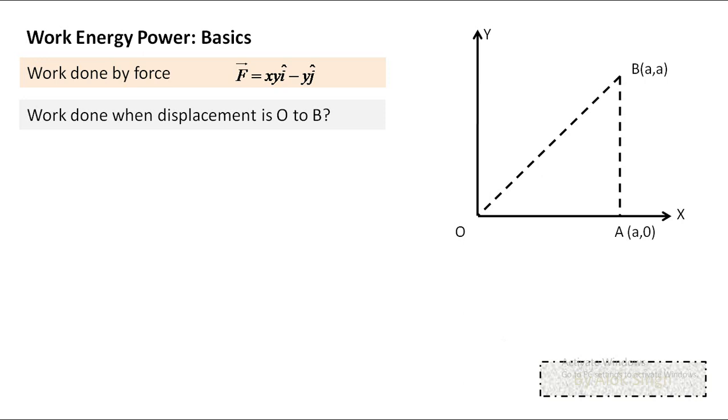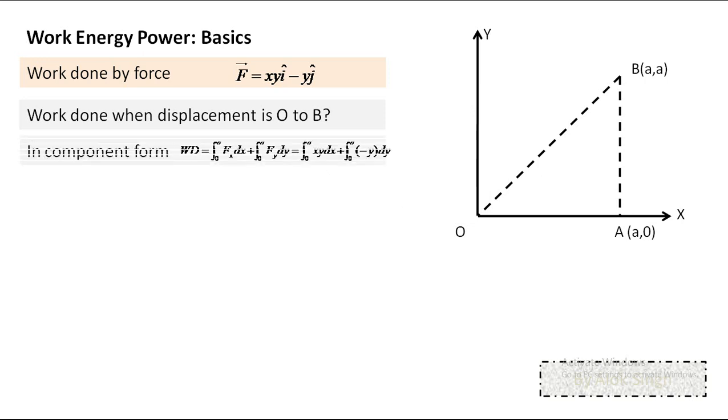So what happens if the displacement is from O to B? If the displacement takes place from O to B, how do we find out work done? Now in that case, displacement has both x component as well as y component. Hence work done will be equal to Fx into dx plus Fy into dy.